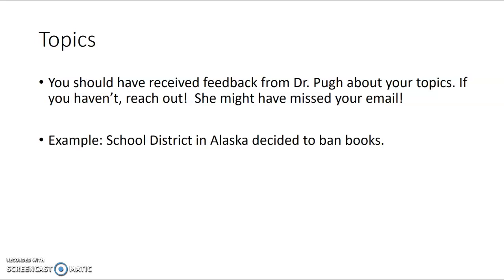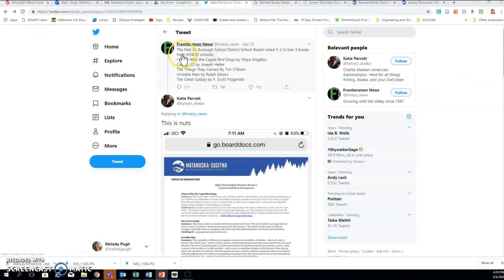Now, for the remainder of this PowerPoint, I am going to be using an example of a school district in Alaska that decided last week to ban some books. The books they decided to ban were the following: I Know Why the Caged Bird Sings by Maya Angelou, Catch 22 by Joseph Heller, The Things They Carried by Tim O'Brien, Invisible Man by Ralph Ellison, and The Great Gatsby by F. Scott Fitzgerald. Now, it would be really easy for me to say, First Amendment, don't ban books. This was a stupid choice, and call it done.